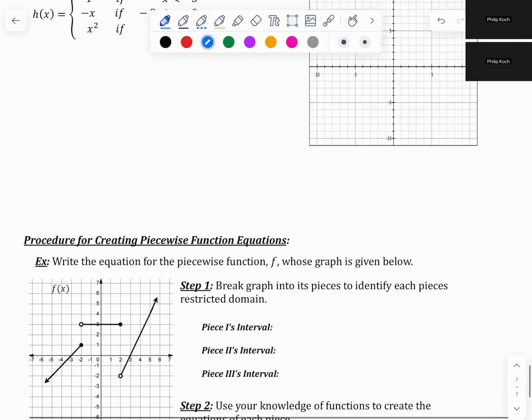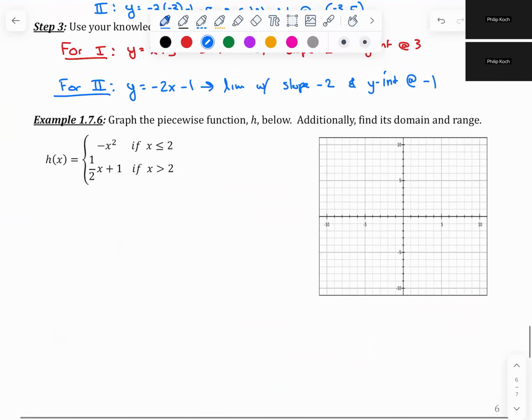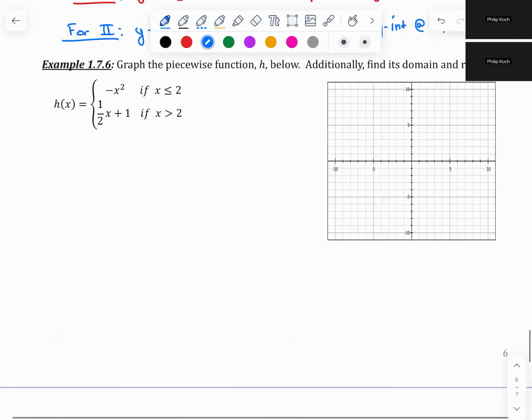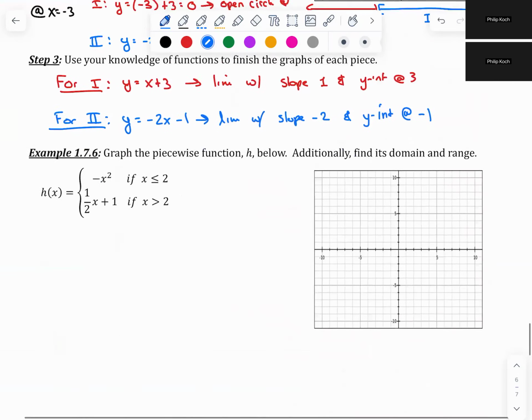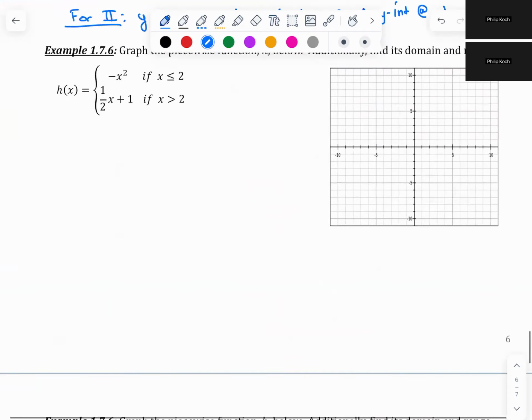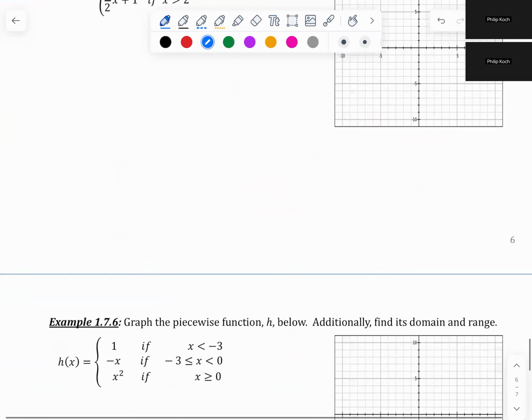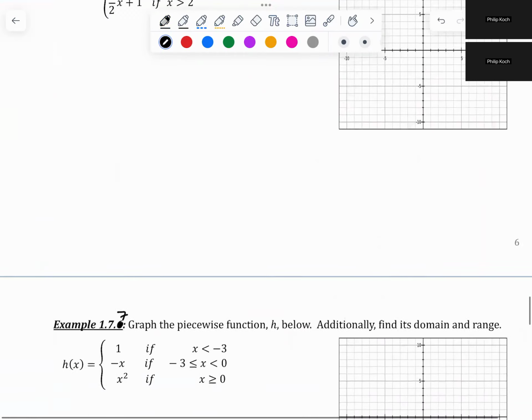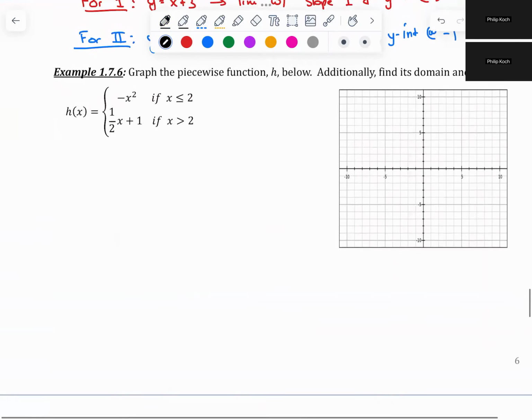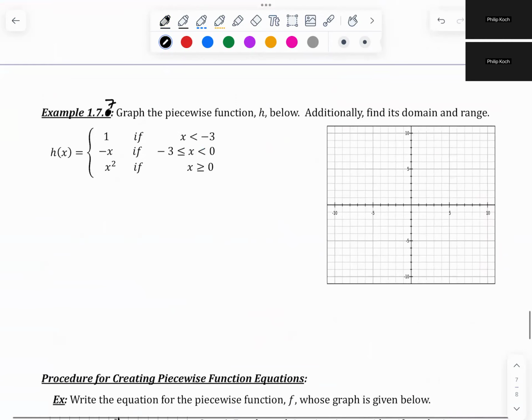Okay. We should have enough time to do all of them, but just in case we don't, we're going to skip the one after this. Which one do you guys want to do? 1.7.6 or 1.7.6? There's a typo. This should be 1.7.7. Which one do you guys want to do? 6 or 7? 7. The 3-piece one. Excellent.